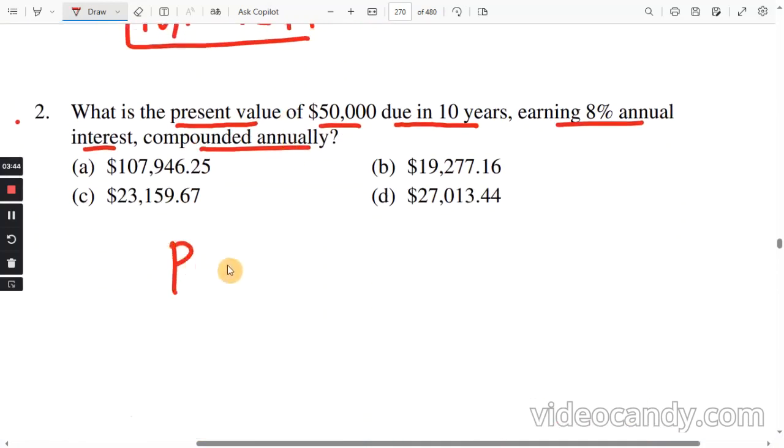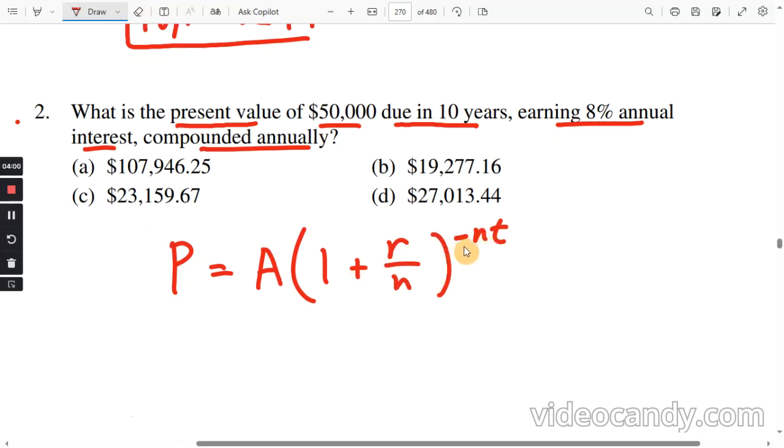All right, so the present value P equals the accumulated amount A times 1 plus R over N to the power of negative NT. If you left this positive, this would grow beyond the accumulated amount. The present value P should be less than A. So this exponent is negative. You're actually dividing by this whole thing. Remember, when the exponent is negative, that means this whole thing is basically in the denominator.